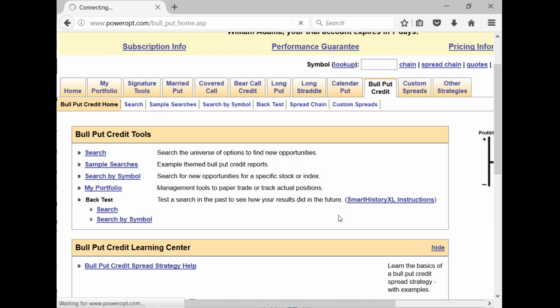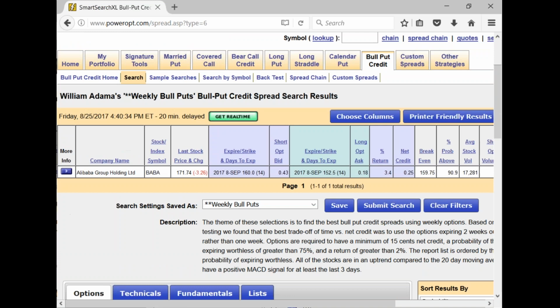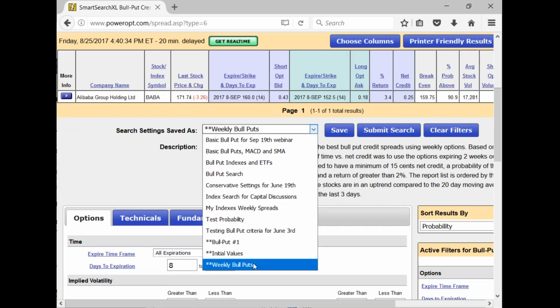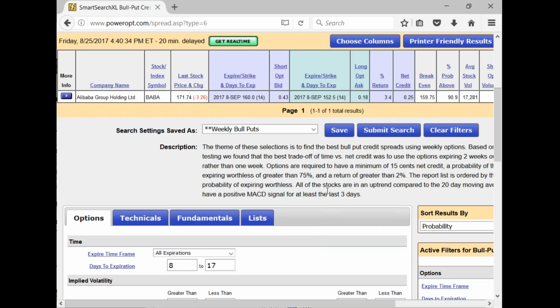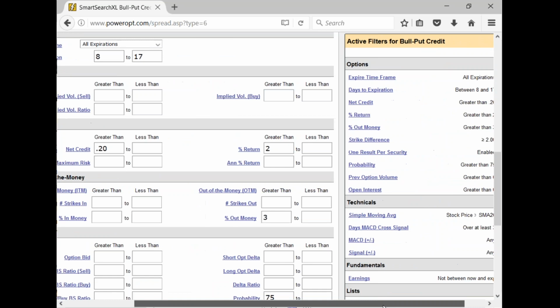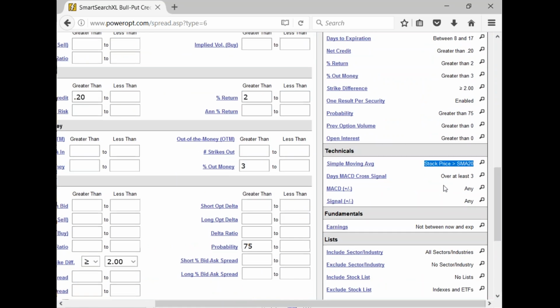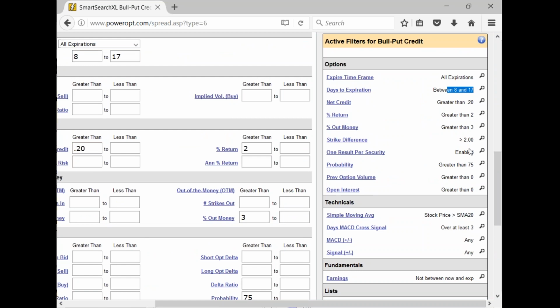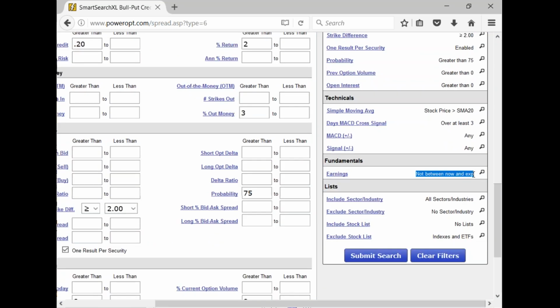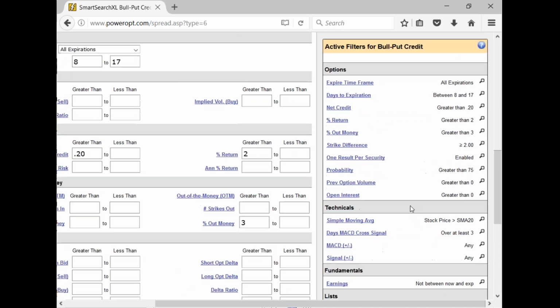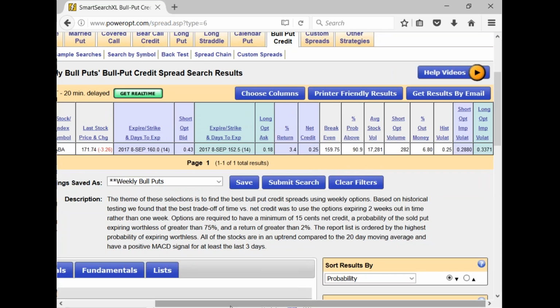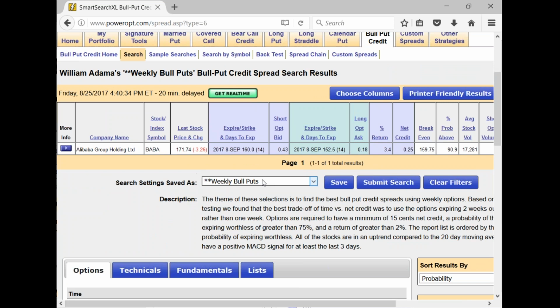If you go into the search under bull put and you click the drop down there to select weekly bull puts, you'll see the criteria that I mentioned during the webinar: the MACD signal over at least 3, stock price over SMA 20, 8 to 17 days, strike price greater than 2, avoid earnings between now and expiration, and avoid indexes and ETFs for this particular screen. Okay, that's what was tested. That's what's available in the bull put credit spread search for weekly bull puts and weekly bear calls.